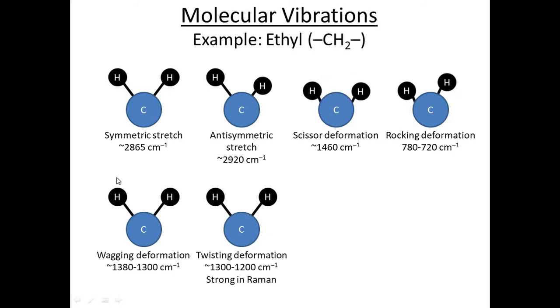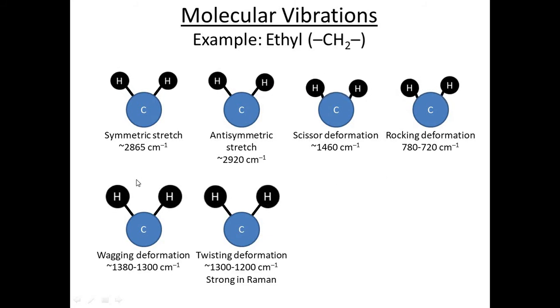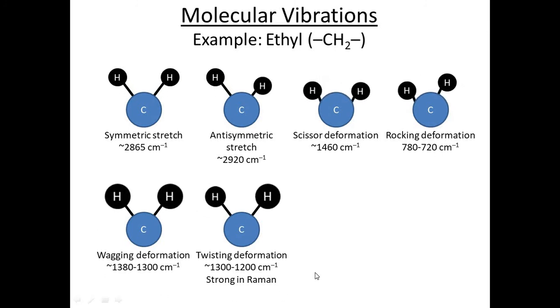Now, most of the time, these first 3, the symmetric, antisymmetric, and the scissor deformation, are the strongest absorption peaks that you'll see for this particular group. But you can also get a couple others depending on the situation. The hydrogen atoms can move in and out of the plane of the board, and that will give you the wagging and twisting deformations. Now note that, again, we're dealing with electric dipoles, and a dipole is a vector.